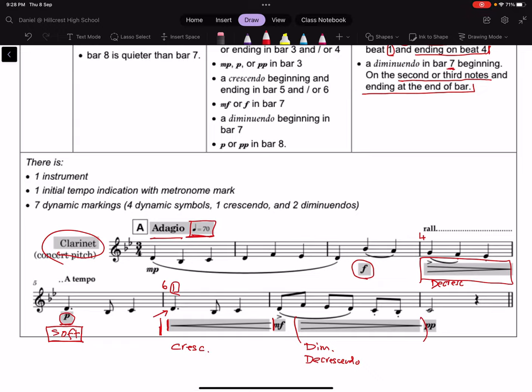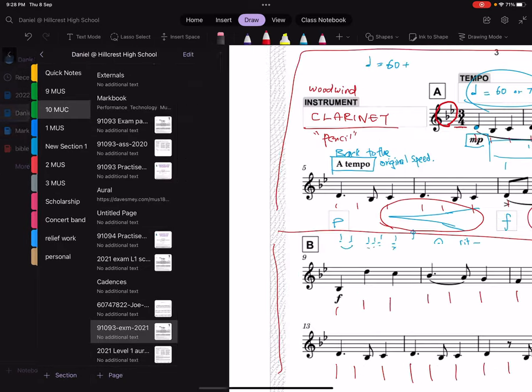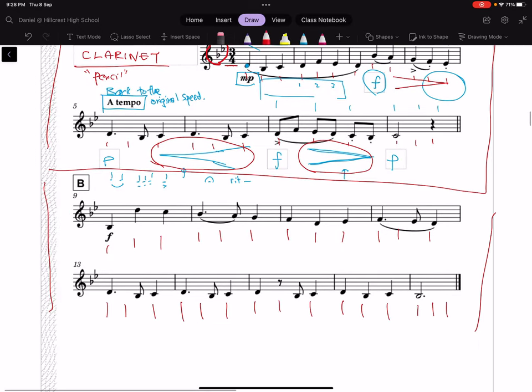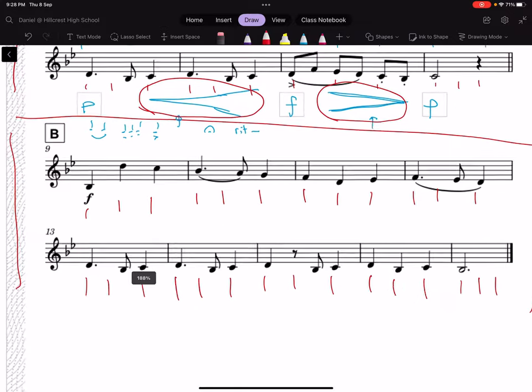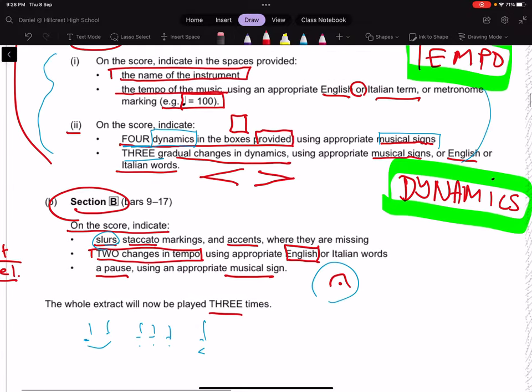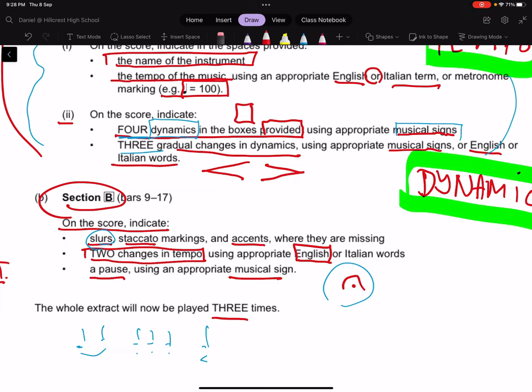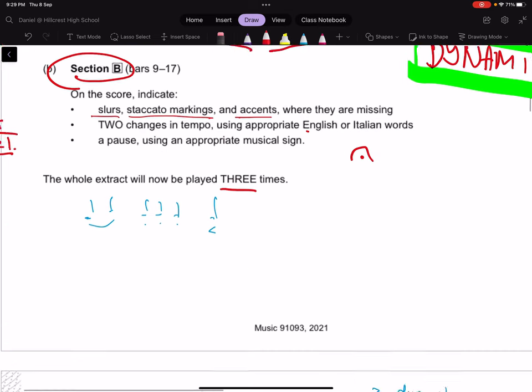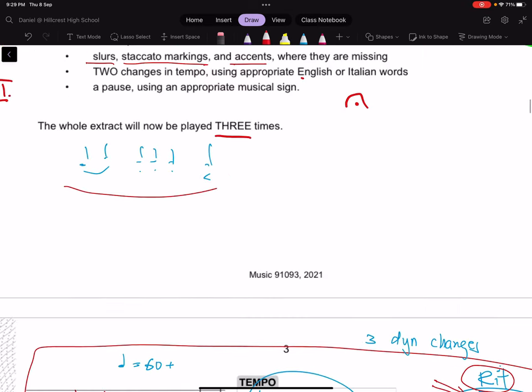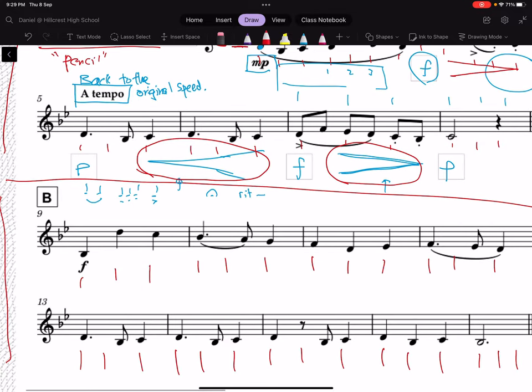Okay, now we're gonna jump ahead and try section B. Let's have just a reminder of what we have to do. Now, on the score, we have to indicate slurs. Let me just get rid of this again. Okay, slurs, staccato markings, accents. So I think I've already sort of reminded myself with that. But here are my symbols. So let's see where we go.